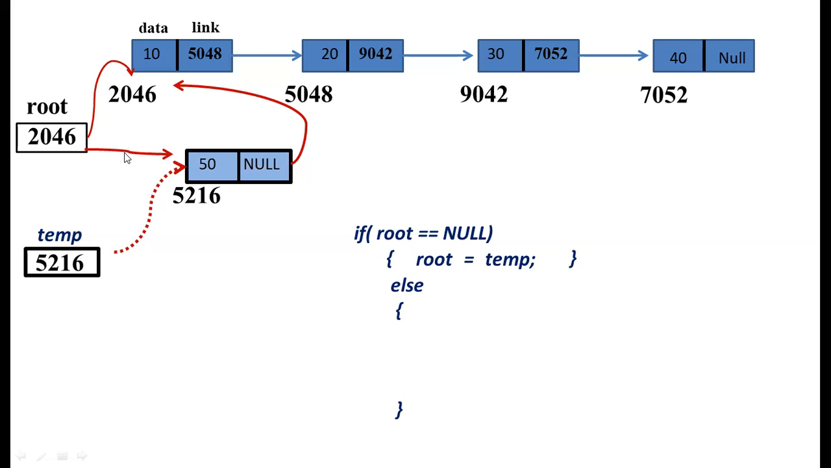Now can anyone say which connection we have to place first? Whether we have to connect this one first, the right connection or the left connection first. This connection first is not possible, because if we store 5216 into the root, we will lose this information. The connectivity will get lost because the address is a random address and we don't know where it is created.